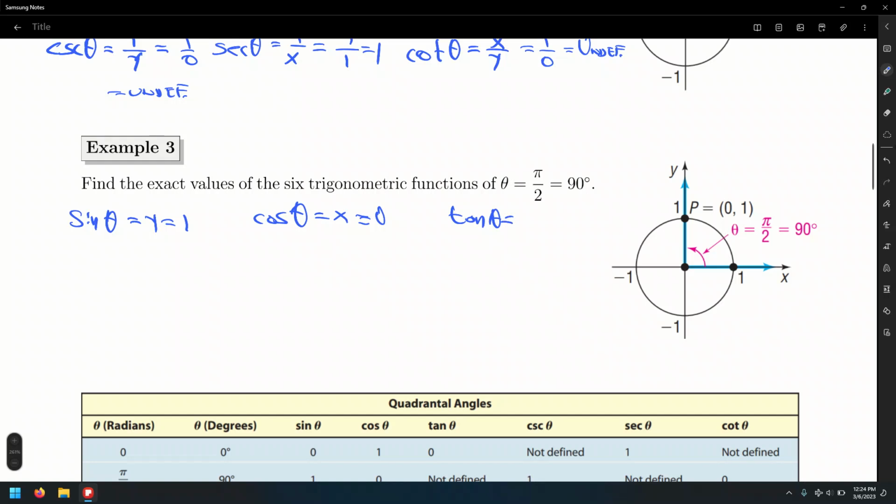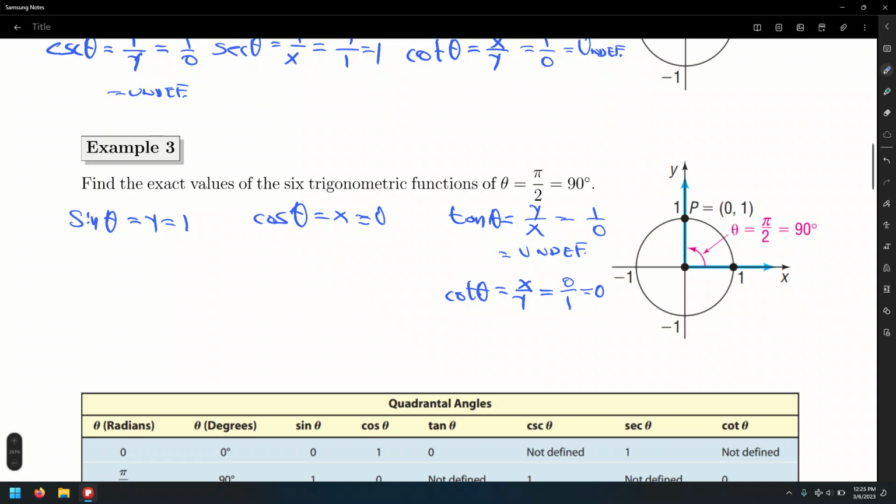Tangent theta is the quotient between y and x. In this case, y over x is 1 over 0, and that's undefined. We can't divide by 0. What about the reciprocal of tangent, in this case cotangent? That's x over y, which is 0 over 1, and that's simply 0.